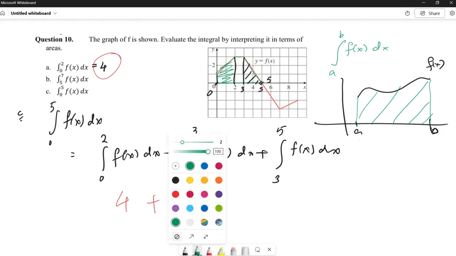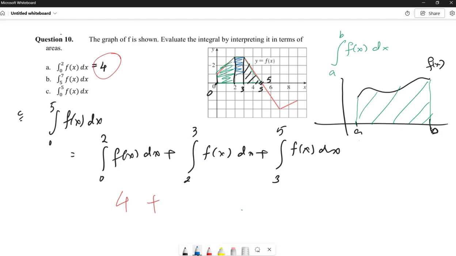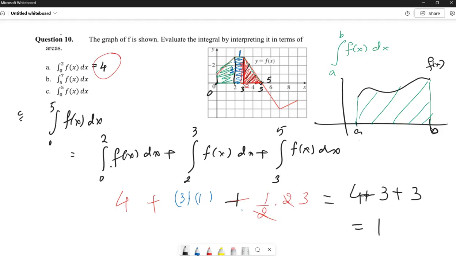From 2 to 3, let's figure that out. That's a rectangle here. The width of the rectangle is 1 and the length is 3. That's going to be 3 times 1. Plus, lastly, we have this triangle from 3 to 5. The base of this is 2 units and the height of this is 3 units. So that's going to be half times 2 times 3, which is 3. So your answer is 4 plus 3 plus 3. That is going to be 10 units of area.